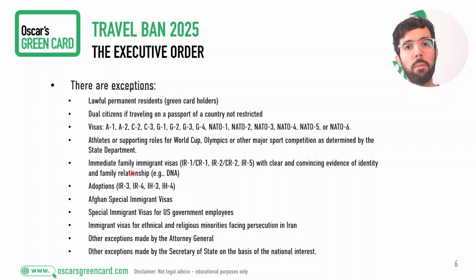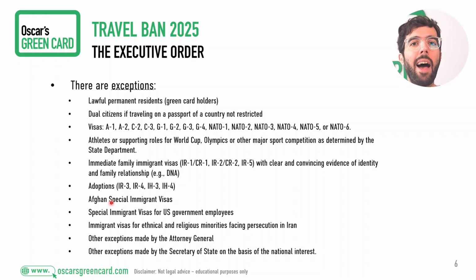From the green card visas, the immediate family immigrant visas are excluded, okay? And those are for example, spouses. So those will still supposedly be able to go to the embassy, get the immigrant visa, and access the United States for the first time. But it does say that they need clear and convincing evidence of identity and family relationship.